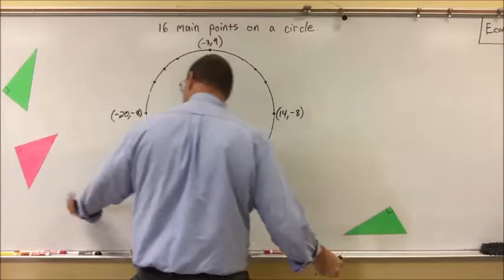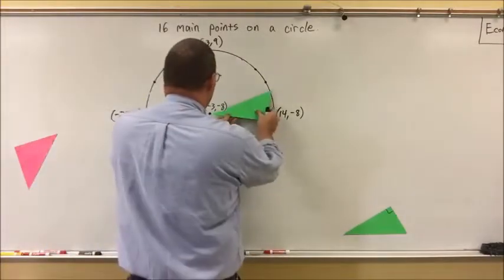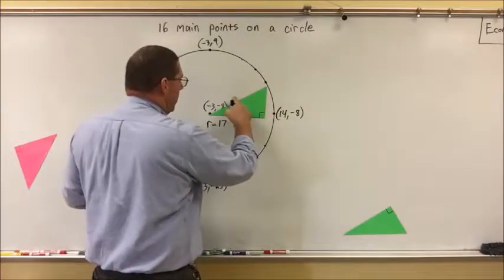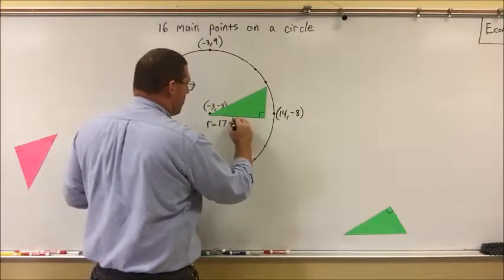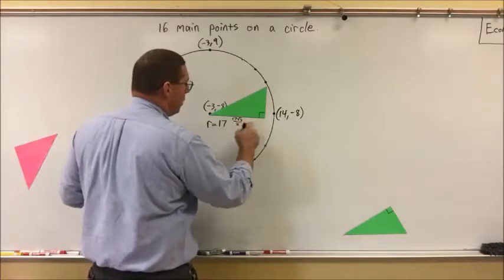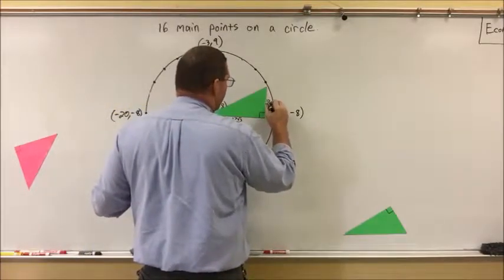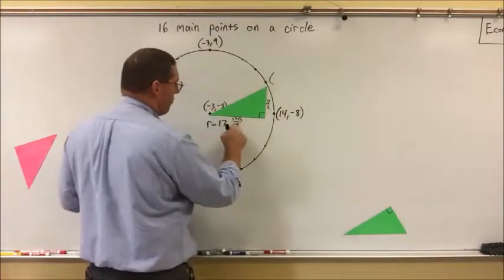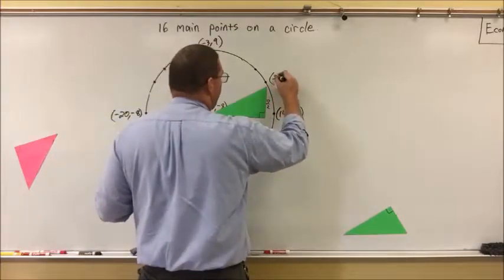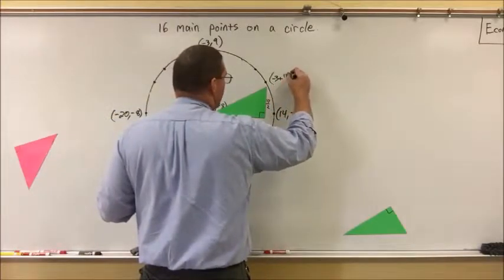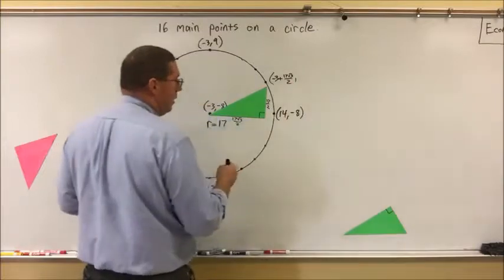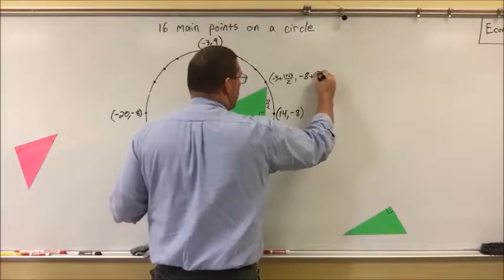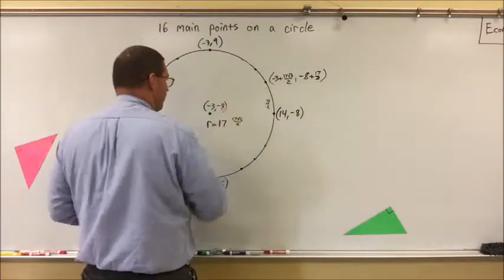This point right here is at a 30-degree reference angle from the center. And the radius is 17. And the long leg then is going to be 17 square root of 3 over 2, and the short leg is going to be 17 over 2. And so I know that the x-coordinate is going to increase by 17 square root of 3 over 2. So I'm going to have -3 plus 17 square root of 3 over 2, comma. The y-coordinate is -8, and it's going to increase by 17 over 2. So plus 17 over 2, and I'm done there.